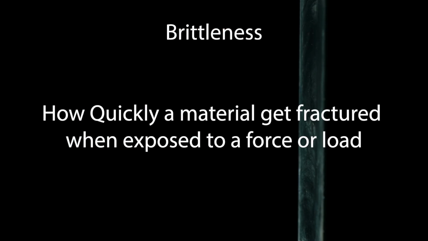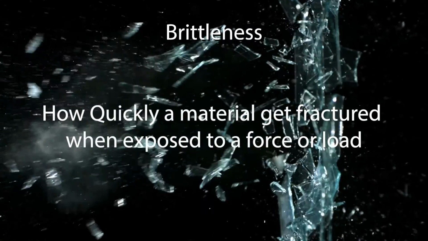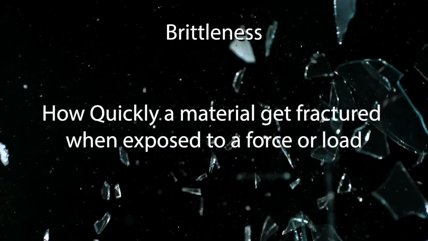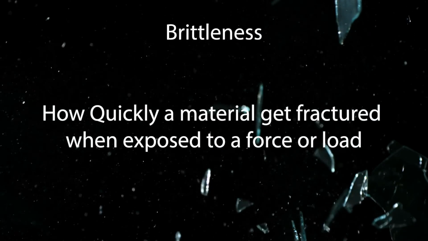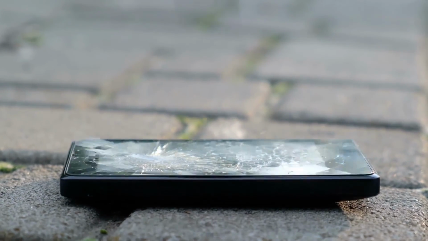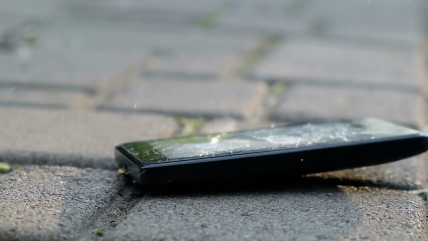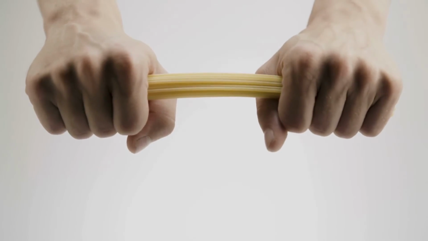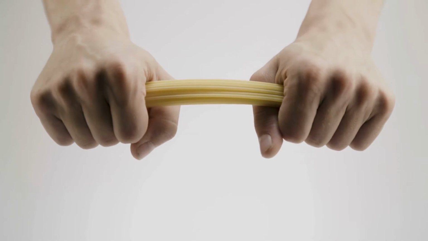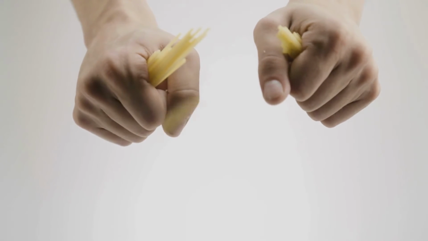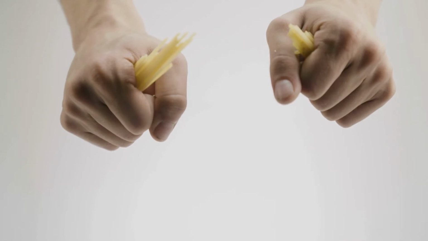Brittleness. Brittleness of a material indicates how quickly it gets fractured when it is subjected to a force or load. When a brittle material is subjected to stress, it absorbs less energy and gets fractured without significant strain. Brittleness is the converse to ductility, or the opposite of ductility. Brittleness of material is temperature dependent. Some metals, which are ductile at normal temperatures, become very brittle at low temperatures.